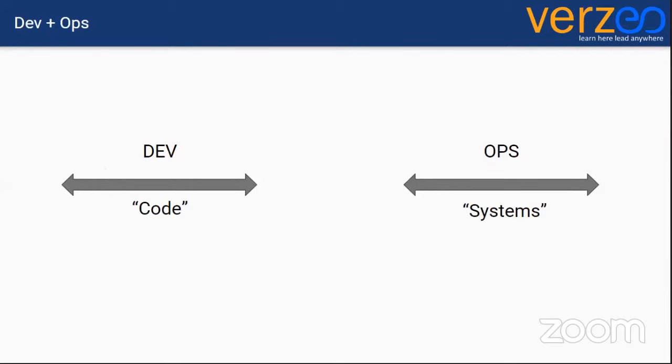So I have been saying DevOps, right? So what is DevOps? How was this word coined? Development is one part of the product cycle. The other part of the product cycle is operations. So we combine both terms as DevOps.